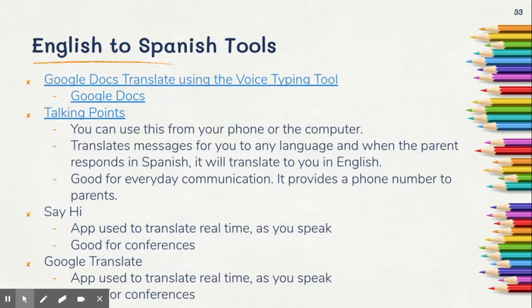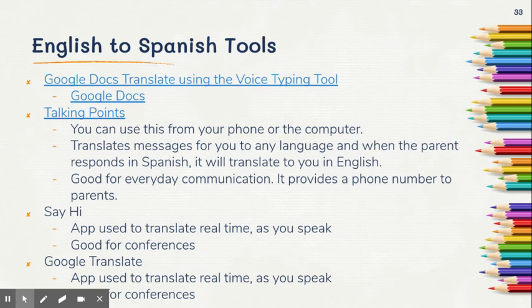Other translating tools, of course, you have the voice typing tool with Google Docs, so you can translate documents. Also, Talking Points. I've been using Talking Points to talk to parents. This particular one is an app, or you can use it with the computer, and you can send text messages to parents. And this app translates the message for you. You don't have to do anything. The parent can respond in Spanish or whatever language they speak, and when they respond to you, it's going to translate it to English for you, so you can communicate back and forth. It shows up as a phone number, so they'll have that phone number and can save it and communicate with you later.